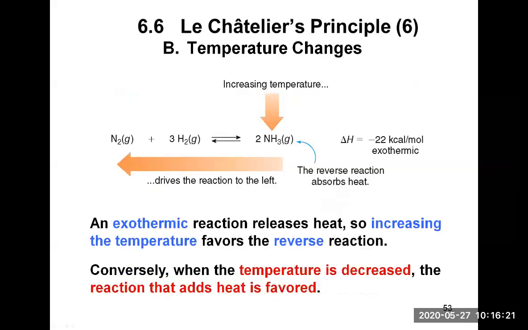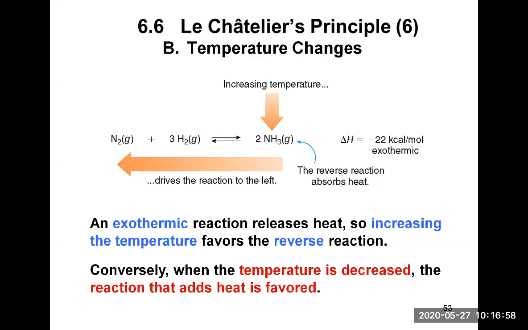Let's look at a different chemical equation and a different temperature change. So here, nitrogen is added to hydrogen to make ammonia. So N2 plus 3H2 are in equilibrium with 2 NH3. And the heat of reaction, the delta H for this reaction, is negative 22 kilocalories per mole. A negative heat of reaction means it's exothermic. It's an exothermic reaction going forward.